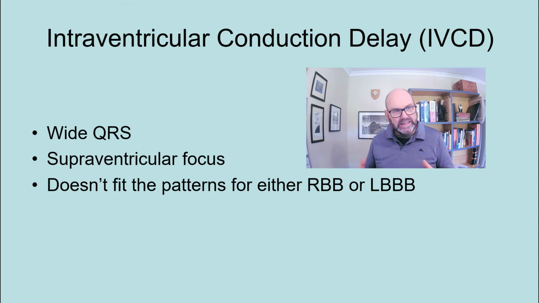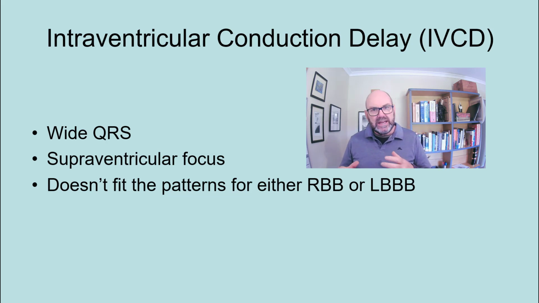So this brings us to the orphan of bundle branch blocks, the one that we call the intraventricular conduction delay, or the IVCD. Now, essentially, this is a bundle branch block, but the nature of the electrical vectors make it very, very difficult to tell whether it's the right that's been affected or whether it's been the left. So we have this indeterminate classification. But the rules are essentially that we need a wide QRS, as is true of any bundle branch block. That it has to be a supraventricular focus for the rhythm, and that it will fit neither the pattern for a right bundle branch block or a left bundle branch block.